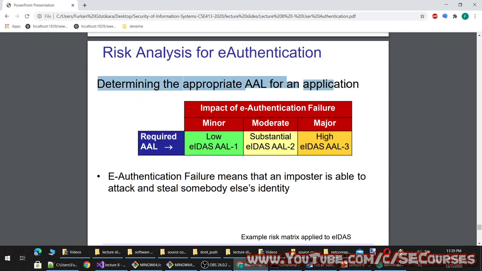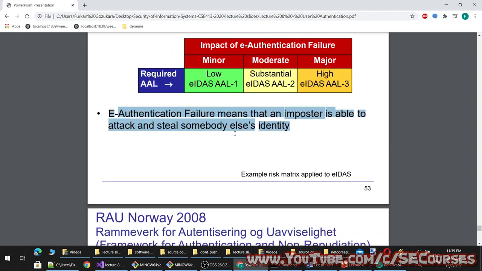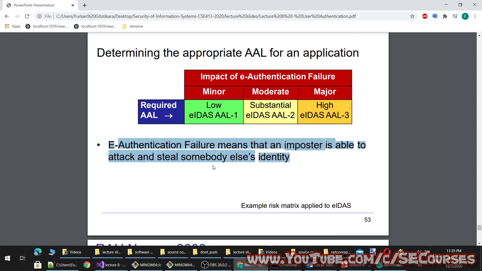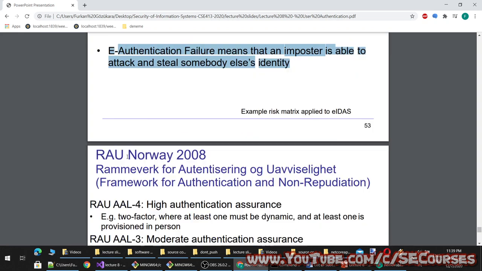Risk analysis for e-authentication: determining the appropriate AAL for an application. The impact of an authentication failure: if it is minor, the required AAL is low; if it is moderate, substantial; and if it is major, high. E-authentication failure means that an imposter is able to attack and steal somebody else's identity.